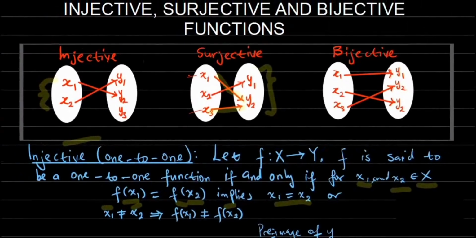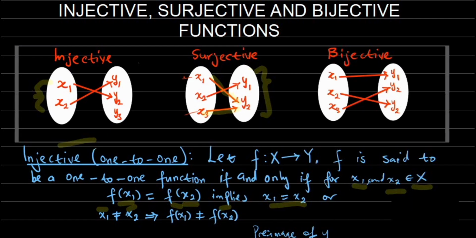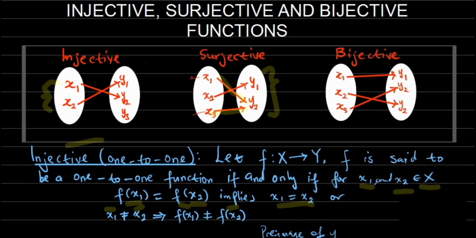So if every element in the second set has a pre-image, then such a function is said to be a surjective function. Another way of thinking about it is that everything in the second set is being mapped to. A bijective function is just a combination of both. If a function is injective and also surjective, then such a function is called a bijective function. That means that every element in the second set has a pre-image, and each element corresponds to exactly one. That is, no two distinct elements in the first set have the same value.